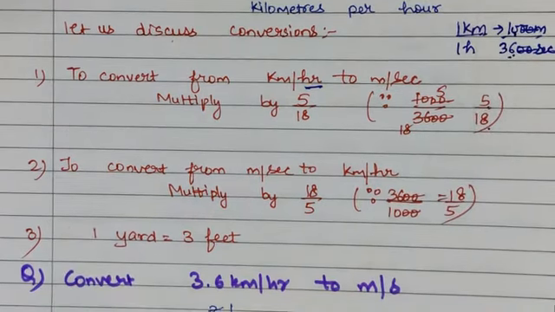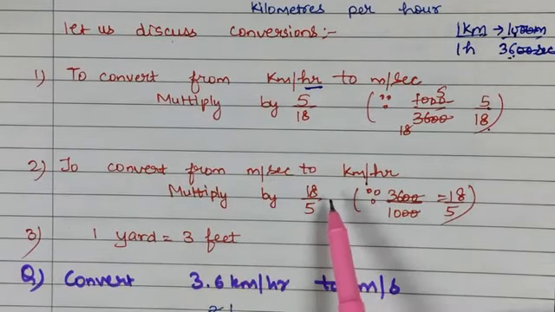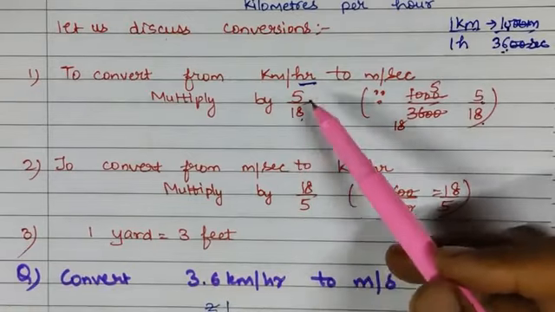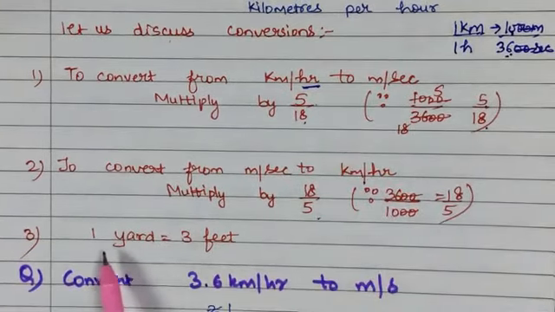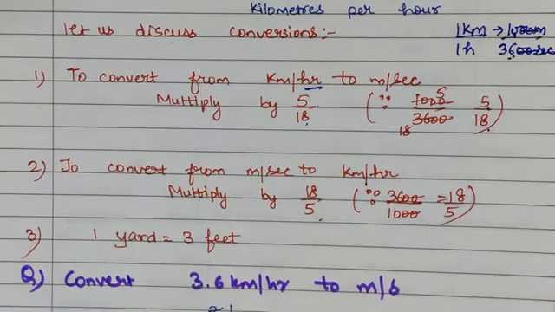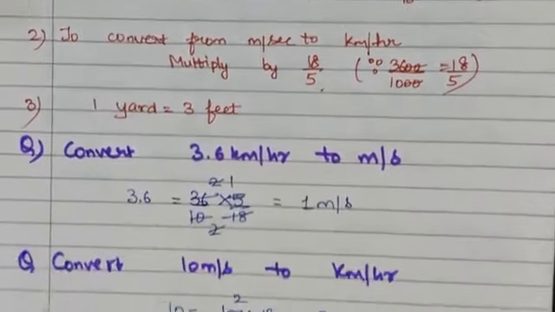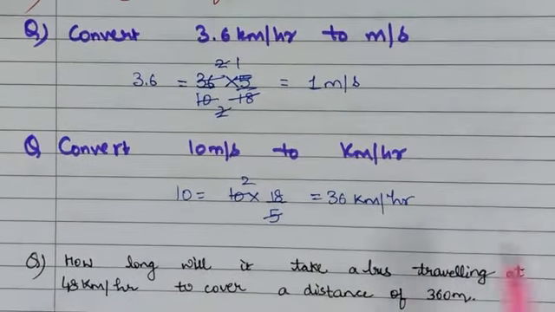And to convert from meter per second to kilometer per hour, just reciprocate it. That is 18 upon 5. One conversion to keep in mind: 1 yard is equal to 3 feet. Now let us start doing some questions based on conversions.